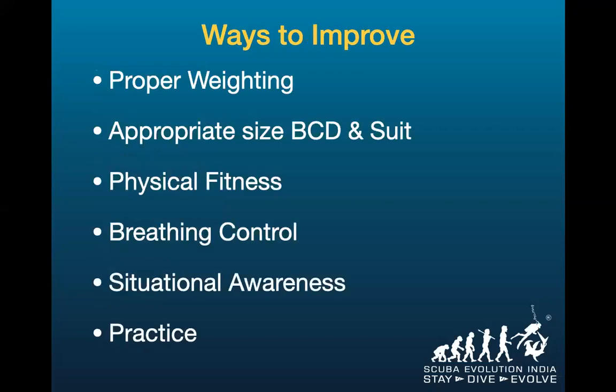So the ways to improve would be proper weightings. The first thing when you talk about proper weighting is think about what wetsuit you're wearing or what dry suit you're wearing, because each wetsuit and dry suit has its own buoyancy characteristics. If it's a new wetsuit, generally you're going to have about, for a full 3 mm wetsuit, you're generally going to need about 2.5 kilos of weight to keep it neutrally buoyant at 1 meter.